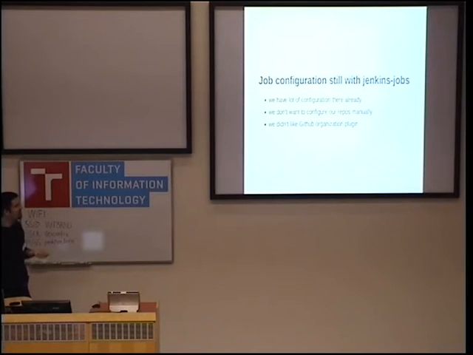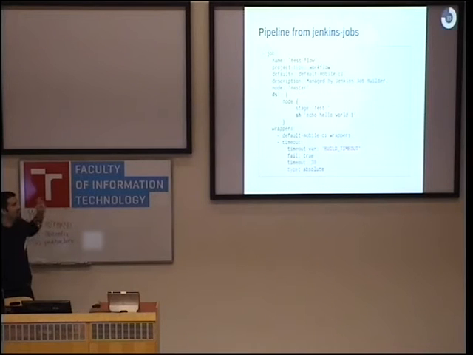So I started talking about this a bit earlier. We still want to configure things with Jenkins jobs, and you actually can include pipelines in Jenkins jobs just fine. Or you don't of course need to supply the DSL inside. You can point it to a path in your Git repo you checked out.